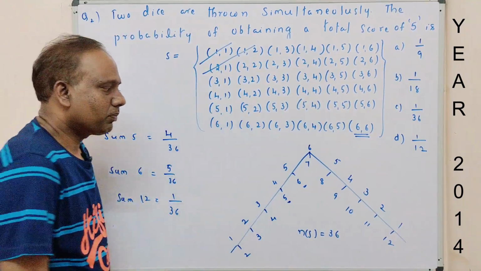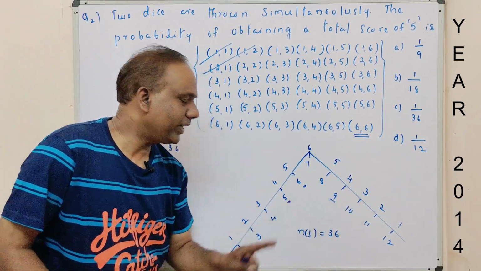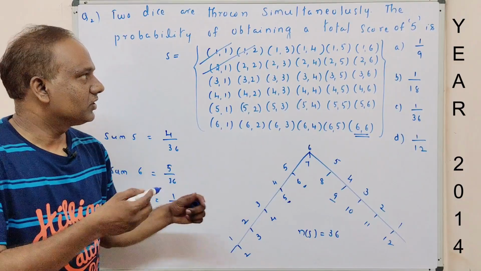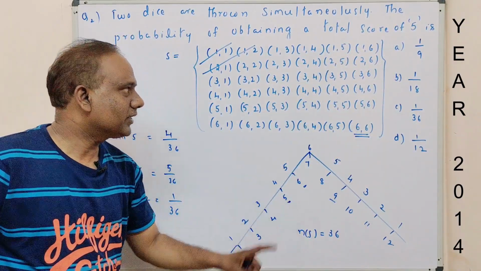Now suppose the probability of getting the sum 9. 9 means 4 by 36. Like that we can write. So here the total score is 5, so 5 means 4 by 36.